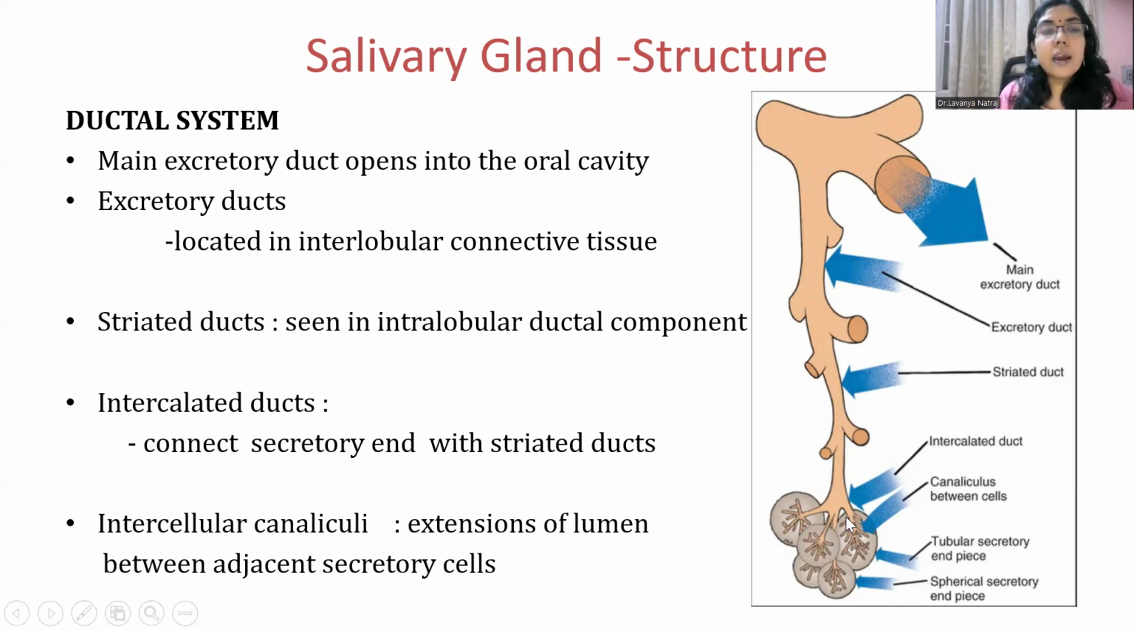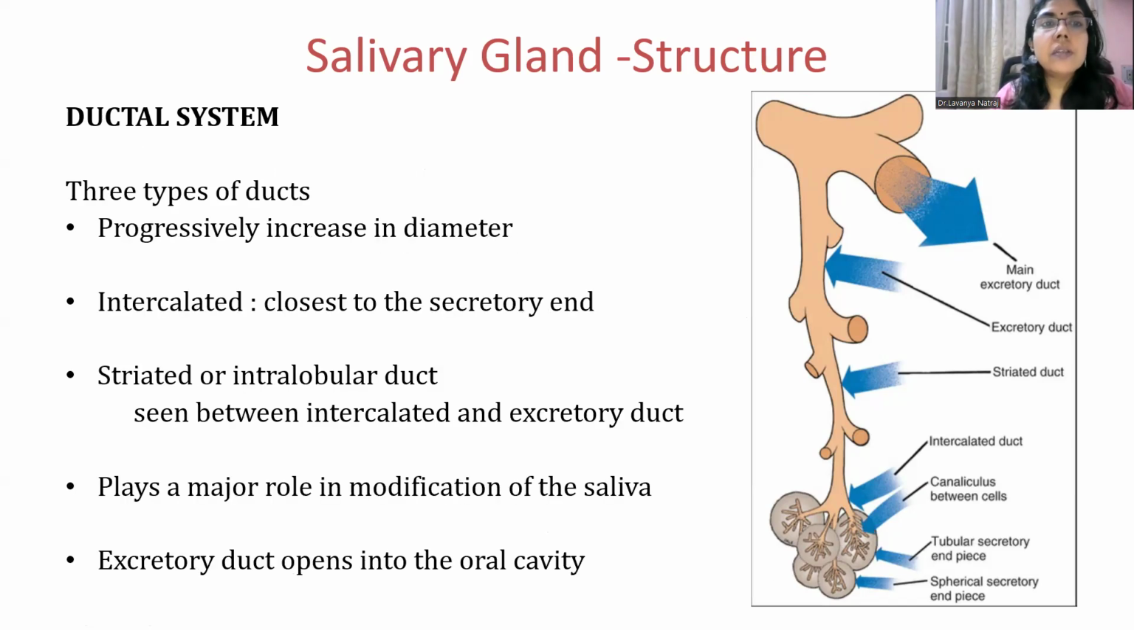And finally, there are something called as intercellular canaliculi, the smaller tubules, very narrow tubules, thread-like structures. They are nothing but extensions of the lumen between the adjacent secretory cells. So these are the secretory unit. They have secretory cells, and from the secretory cells, the lumen starts. So the extensions of lumen between these adjacent secretory cells are called as intercellular canaliculi, which connects with the intercalated duct. So this is how the ductal system occurs.